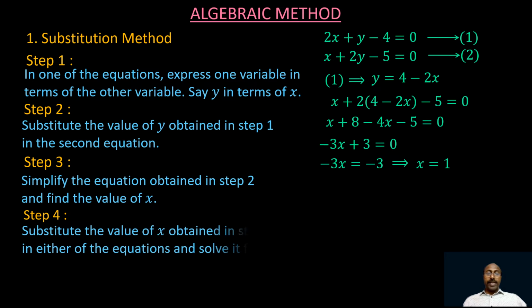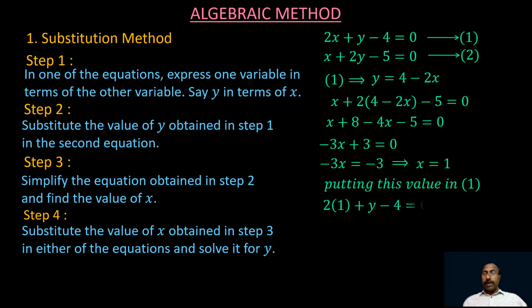In the next step, substitute the value of x obtained in step 3 in either of the equations and solve it for y. That is, we have to substitute x equal to 1 in either equation 1 or equation 2. Here I am substituting this value in equation 1. If x equal to 1, 2 into 1 plus y minus 4 equal to 0. That is 2 plus y minus 4 equal to 0, so y minus 2 equal to 0, and from that we can write y equal to 2. So here we got both the values of x and y.